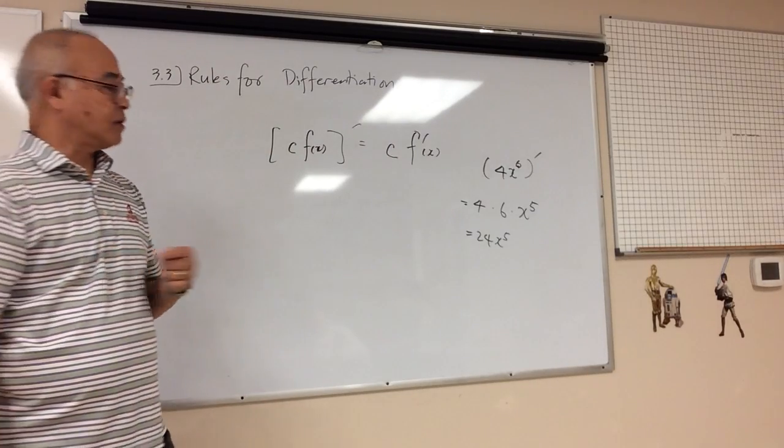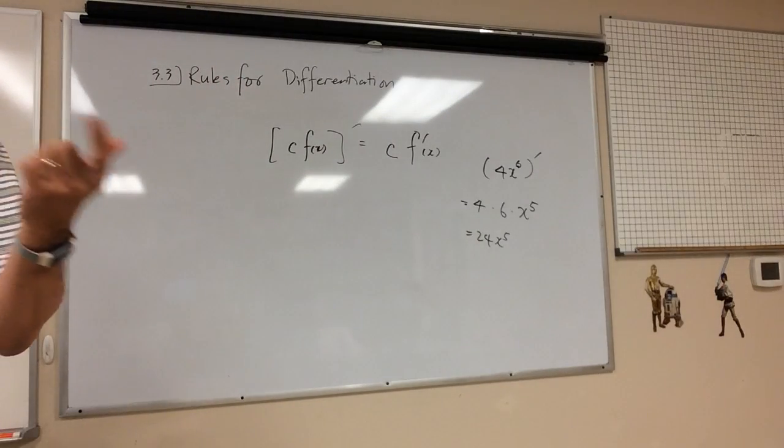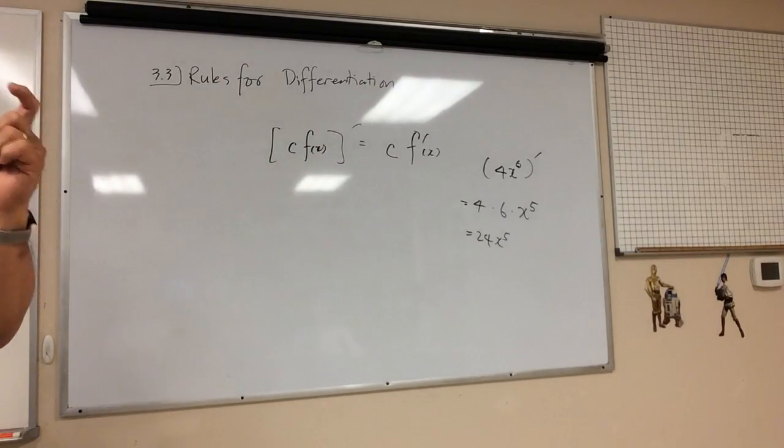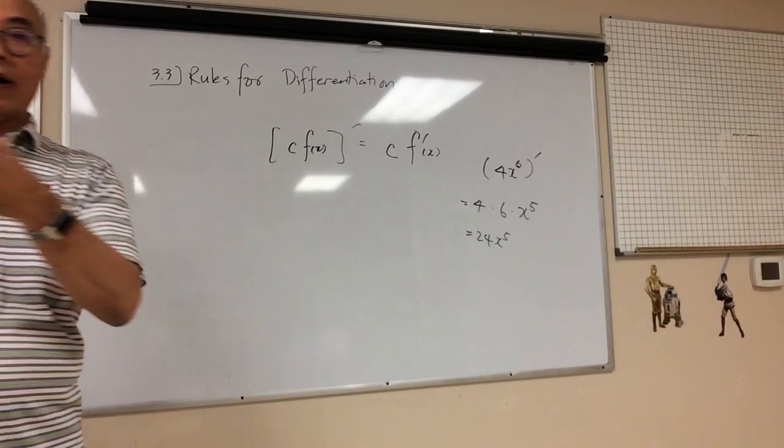We get it? The constant just comes out, all right? Just like when we did the limits, remember the constant would just come forward. Same thing. Okay, example number, so rule 4 is what I think you guys were talking about.